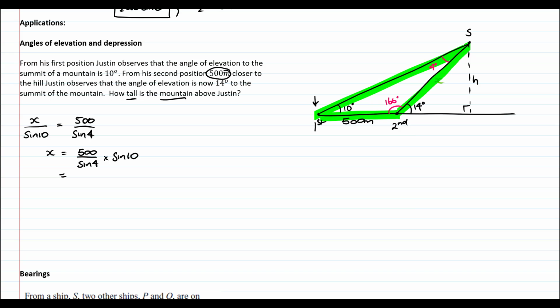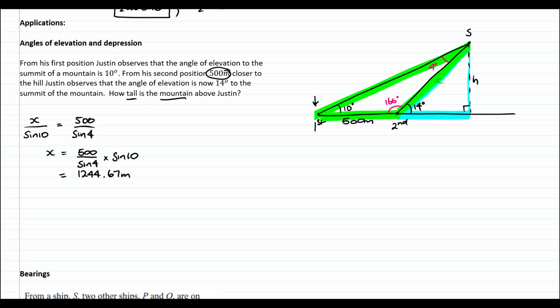And of course, I can very quickly calculate that, and I get 1244.67 meters. Now I'm a bit worried at the moment. This is a very tall mountain, but that is a diagonal length. So it's not actually the height, and we're not quite there at the height yet. Now let's have a look at this blue triangle. And in this blue triangle, I have x known, and I have 14 degrees, and it's a right angle triangle.